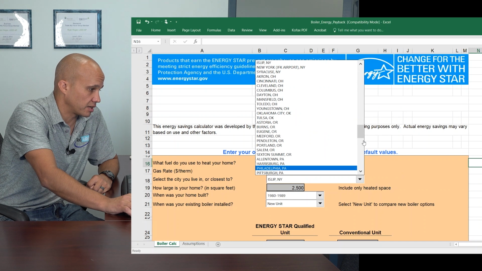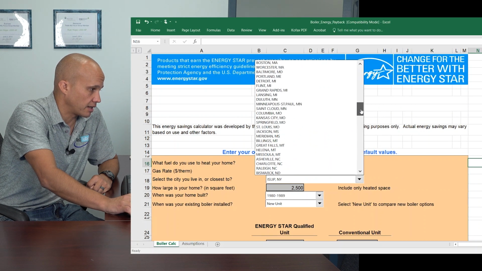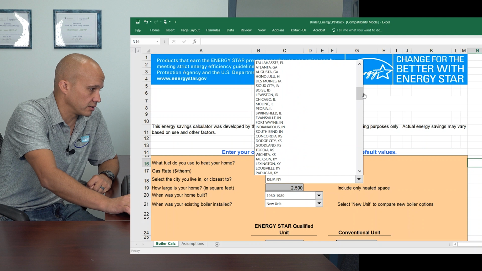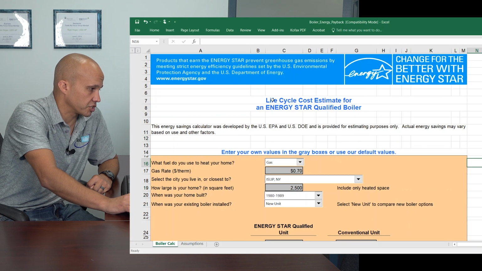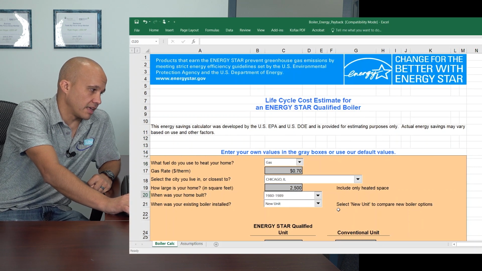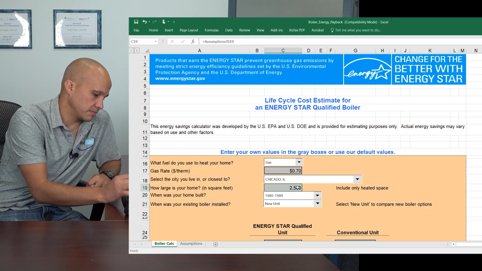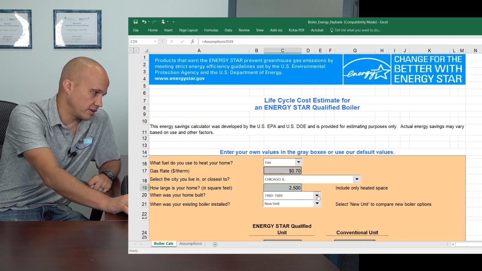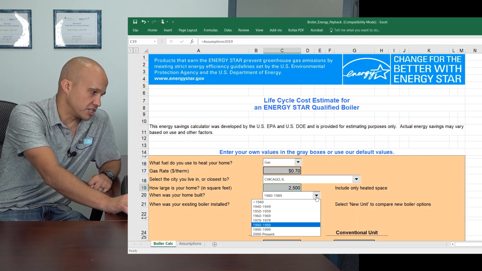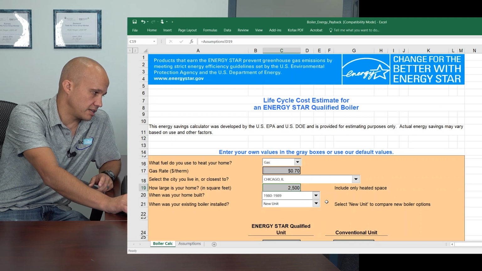Obviously, I'm not going to pick the default of New York. That would not help us today because I am in Illinois. So I'm going to pick Chicago, Illinois. And then the square footage of the home, we'll just leave it at the 2,500. How old is the home? Age of construction. So we'll say it's from the 80s.